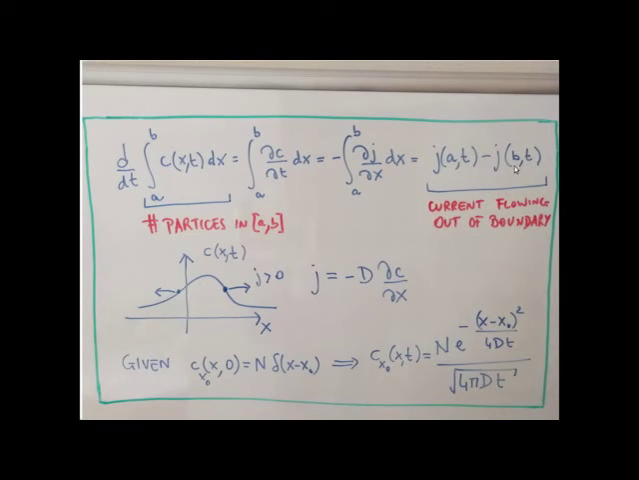Either there is current flowing out of the boundary or flowing in from the boundary into the system, and this is the way that there is a conservation. In the bulk, the number of particles is conserved. It's only a boundary effect.